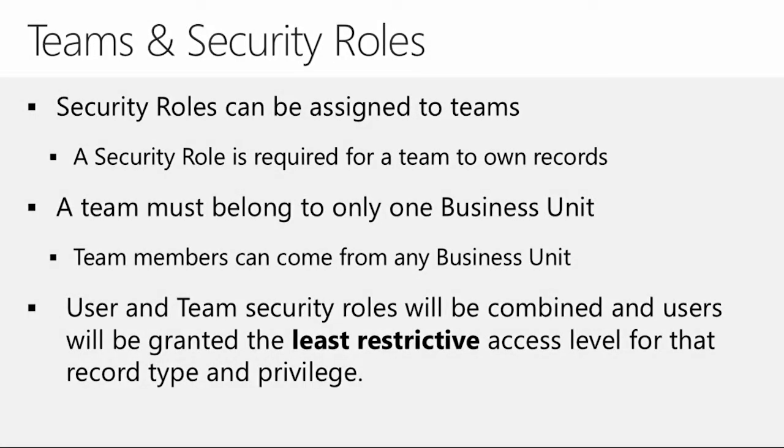The final piece to this is Teams. We had mentioned that you can use Teams as a way to allow groups of users to own records inside the application. Now, when you create a team, you don't necessarily have to assign a security role to that team. However, if you want that team to be able to own records, so I want users to be able to assign a record to a team and every member of that team to be able to own those records, you can do that. In order to assign ownership, you have to associate it with a security role.